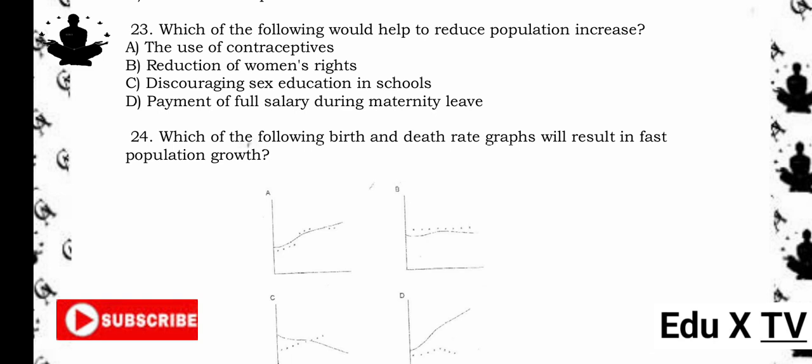23. Which of the following would help to reduce population increase? A. The use of contraceptives. B. Reduction of women's rights. C. Discouraging sex education in schools. D. Payment of full salary during maternity leave. The answer is A. The use of contraceptives. Reason being, contraceptives help in family planning, thereby reducing birth rates.